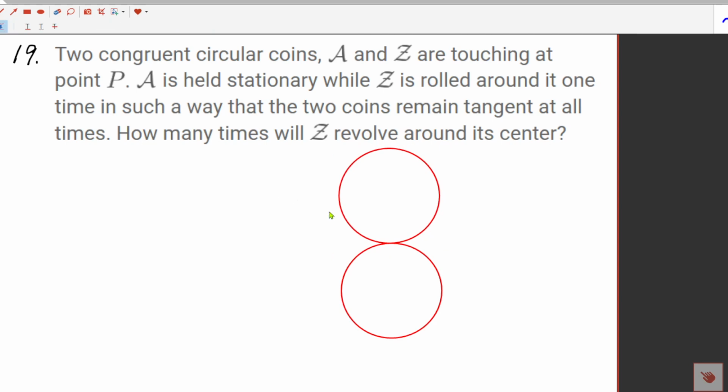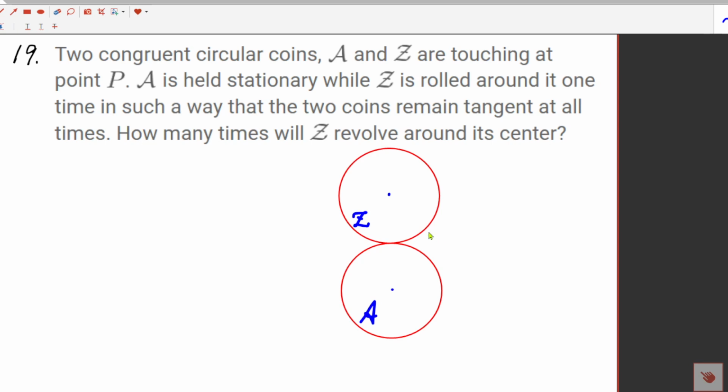Okay, so this is the initial setup, right? We have a coin A here and another coin Z. This is the center of each coin. So A is held stationary while Z is rolled around it one time in such a way that the 2 coins remain tangent at all times. How many times will Z revolve around its center?